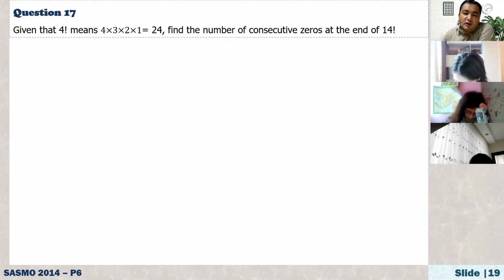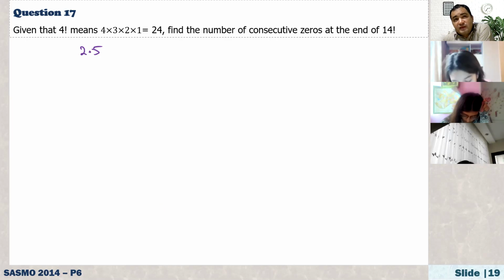What kind of numbers, if you multiply, will have the last digit zero? The only way is if you multiply 2 and 5, right? Because if you multiply any other two digits, the last digit will not be zero. Like 3 times 5, the last digit is 5, from 15. And 4 times 6, for example, the last digit is 4. So for a number to have zero as its last digit, there must be 2 and 5 in it as its factors.